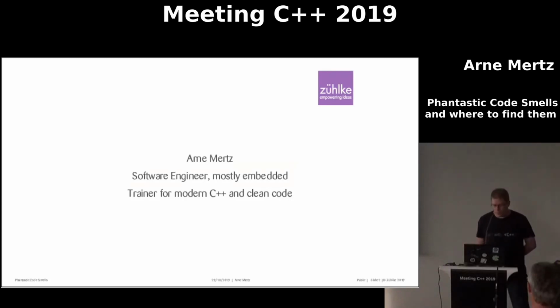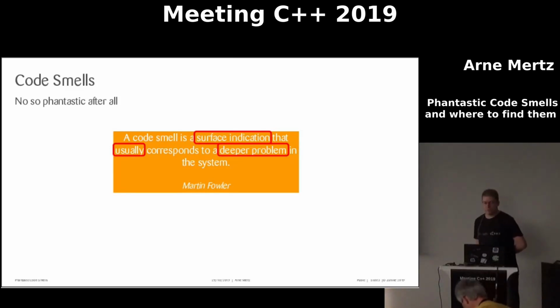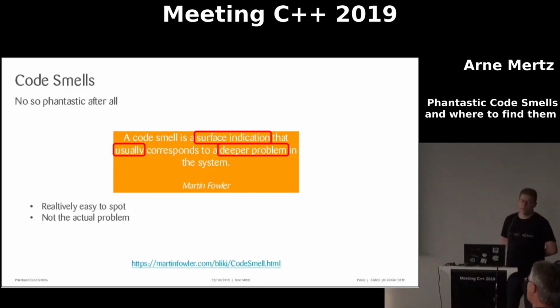So, what's a code smell? This is one of the definitions I could find from Martin Fowler. It's a surface indication that usually corresponds to a deeper problem in the system. So let's take that apart. Surface indication means we can find the code smells. They are usually relatively easy to spot, but they are not the actual problem.